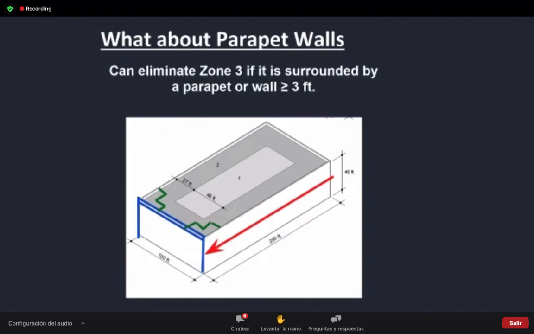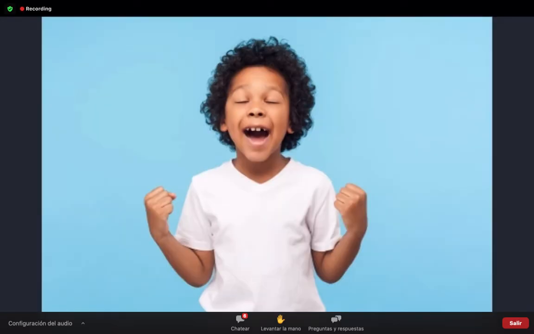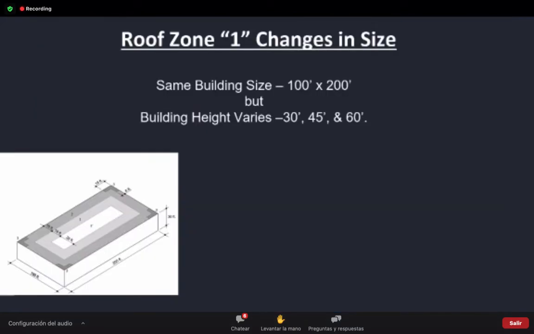So what we're looking at is obviously some good news, that we can get away with some locations. If that parapet wall is greater than 3 feet, we can get away with some of the zone 3. But we also have to understand that 1 and 1 prime may change based on the size of the job. So in this example, the building size for all 3 buildings is going to be 100 feet by 200 feet. But we're going to vary the height of the building, from 30 feet to 45 feet and finally to 60 feet.